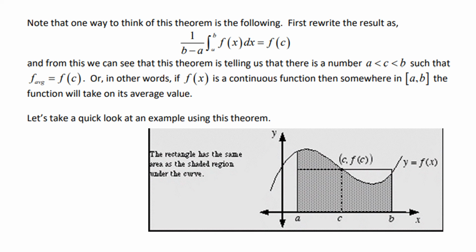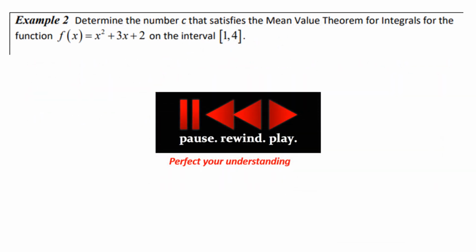So let's look at an example using this theorem. Again, you're supposed to be doing this. Determine the value c. Now the theorem doesn't tell you what the value is. You have to find it. So determine the value c that satisfies the mean value theorem for integrals for the function f of x equals x squared plus 3x plus 2 on the interval from 1 to 4. Now you know what to do. Let's see how you did.